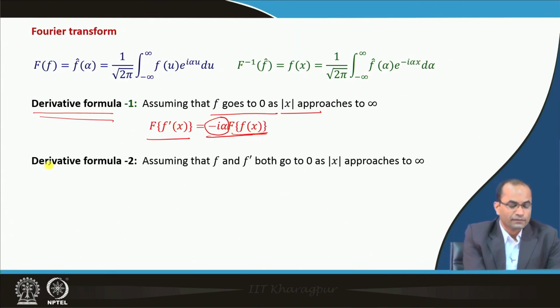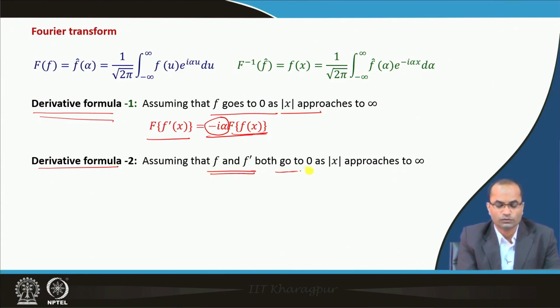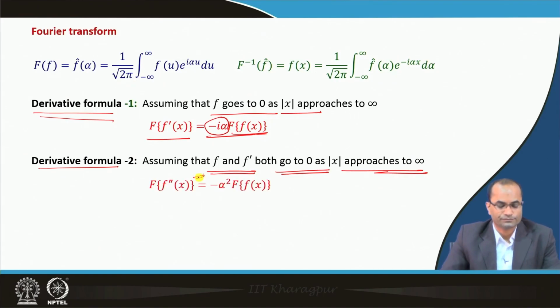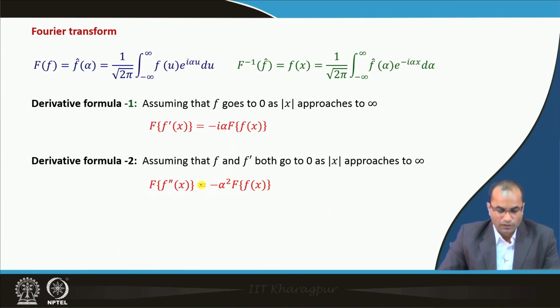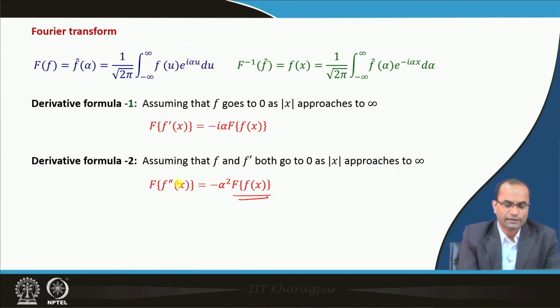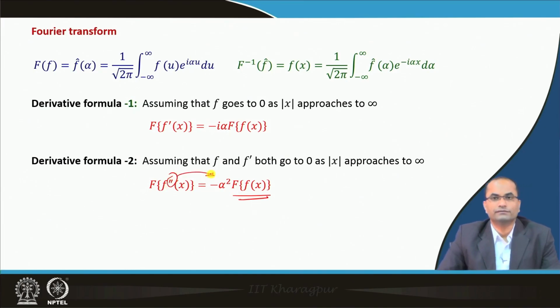The derivative formula 2 assumes that f and f prime both go to 0 as x approaches plus infinity or minus infinity, and this is what we will use now in this lecture for the second order derivative. For the second order derivative it is even much simpler. We have just minus alpha square times the Fourier transform of f, and we can get rid of the derivative term, which is the strength of this Fourier transform in connection to the solution of partial differential equations.